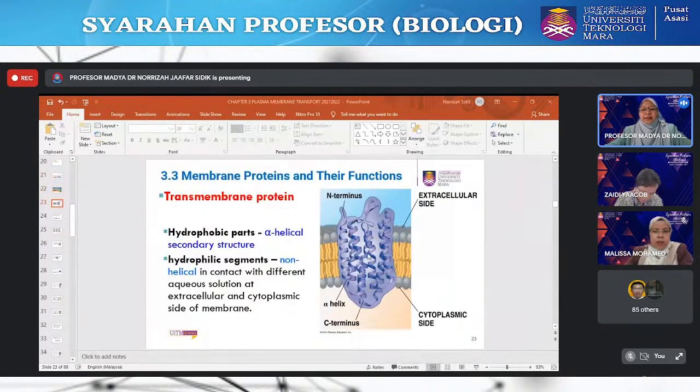The transmembrane proteins, if you look at the figure here, have hydrophobic parts with the alpha helical secondary structure. These are the hydrophobic parts. And the hydrophilic segments, which are non-helical, are in contact with different aqueous solutions. This is the extracellular side, and here is the cytoplasmic side of the membrane. So these are the transmembrane proteins.